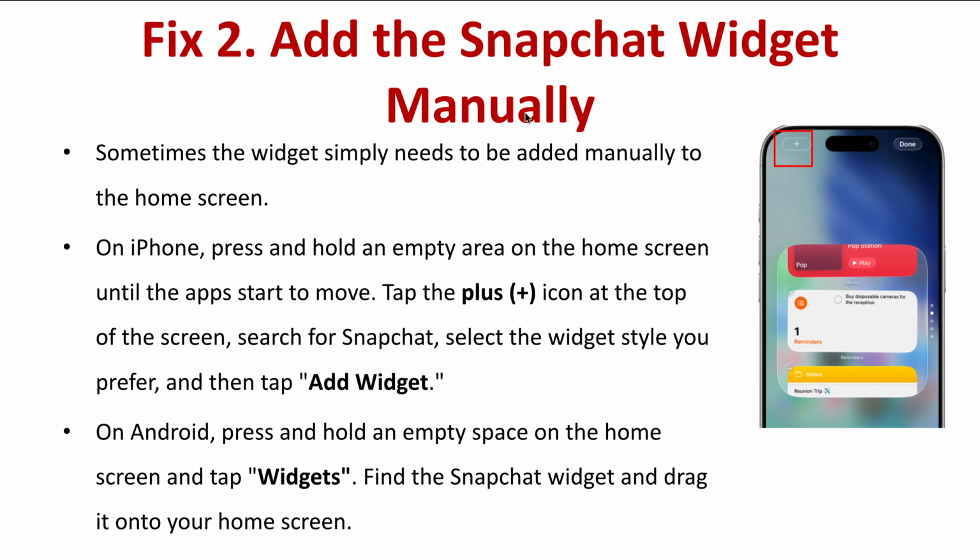So fix 2 is add the Snapchat widget manually. Sometimes the widget simply needs to be added manually to the home screen. On iPhone, press and hold an empty area on the home screen until the apps start to move. Tap the plus icon at the top of the screen, search for Snapchat, select the widget style you prefer and then tap Add Widget. On Android, press and hold an empty space on the home screen and tap Widget. Find the Snapchat widget and drag it into your home screen.